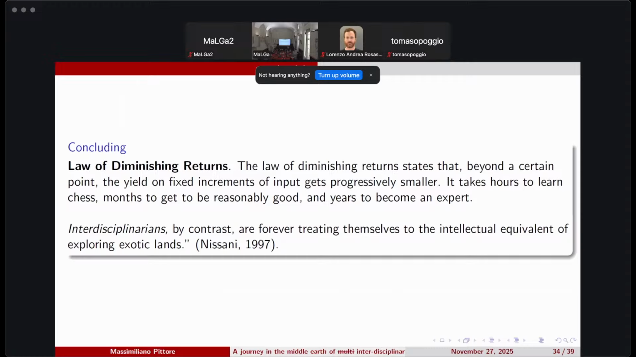then perhaps becoming an interdisciplinarian might be interesting because, as Nisani said, the interdisciplinarians, and I put myself in, are forever treating themselves to the intellectual equivalent of exploring exotic lands, because you will always be in a better position to provide a sizable contribution even without being a genius.